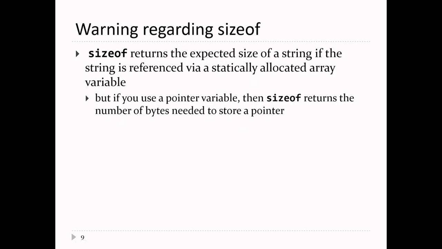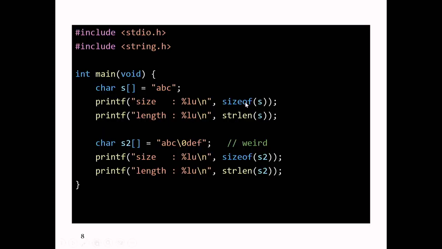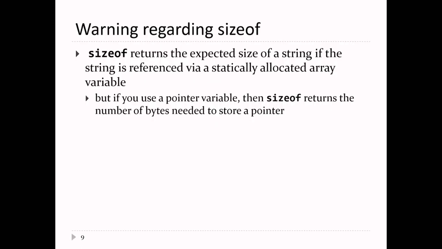Okay. When I use sizeof here, you have to be careful. When you use sizeof and you ask for the size of an array, it only works correctly if the array is locally allocated, if it has automatic storage. So in other words, if you try to dynamically allocate an array and you ask for the size, then you get the size of a pointer, which is 8 on my machine. So sizeof returns the expected size of a string if the string is referenced via a statically allocated array variable.